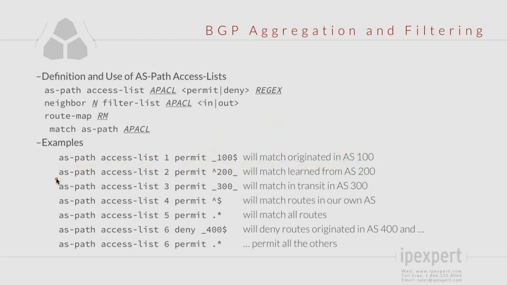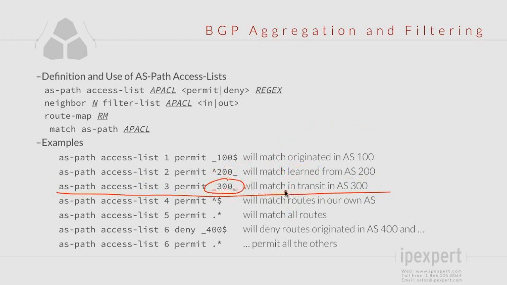Similarly, our AS path access list number 2 looks like caret 200 followed by the underscore, and will match any routes that we actually learned from AS 200. Again, reading this backwards, this means that we don't care what's after this or what was really before this in the AS path, but the AS path ends with 200. Why does it end? Because this is the beginning of the string, and the beginning of the string is the end of the path.